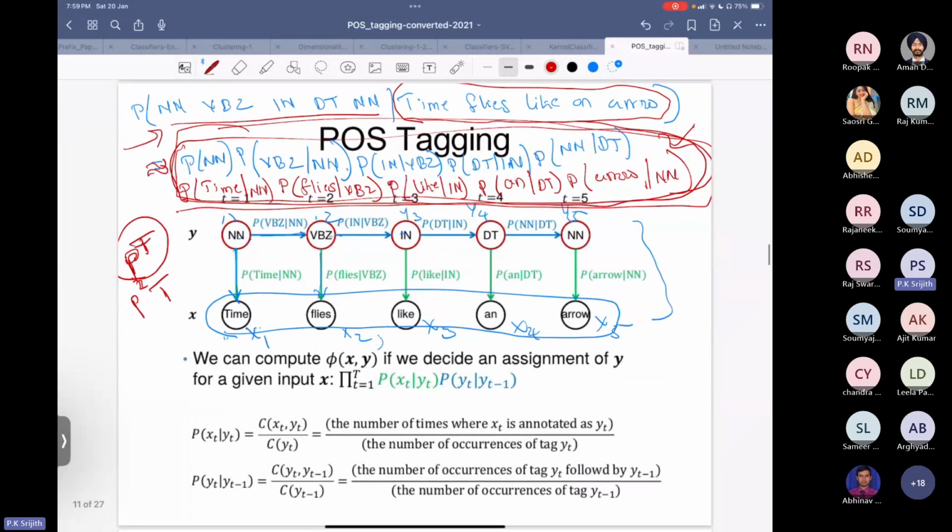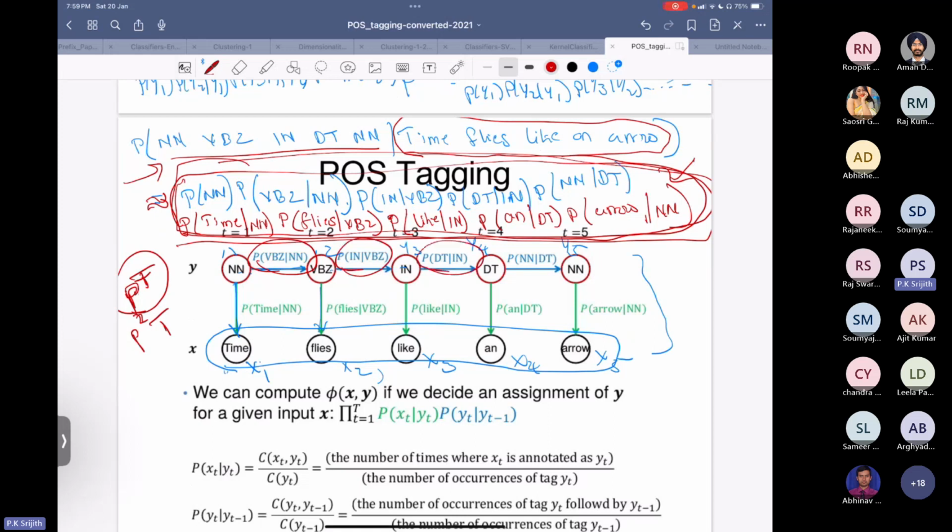But before you can do inference, you need to know the probability associated with each of these components. What's the probability of VP given NN, probability of IN given VP, probability of DT given IN? Also the probability of time given NN, flies given VP, like given IN, and a given DT. How do you learn those probabilities?